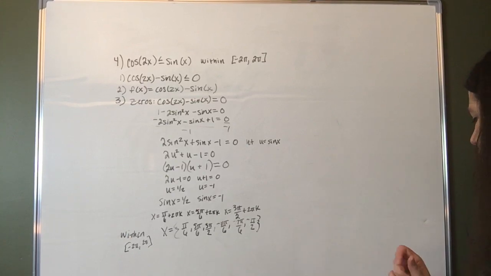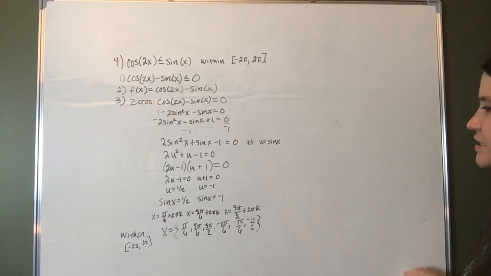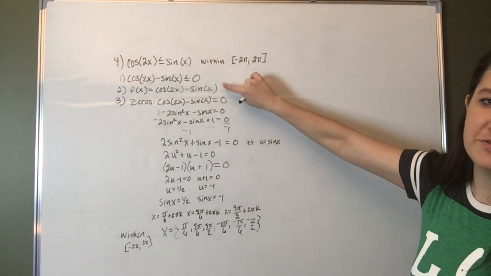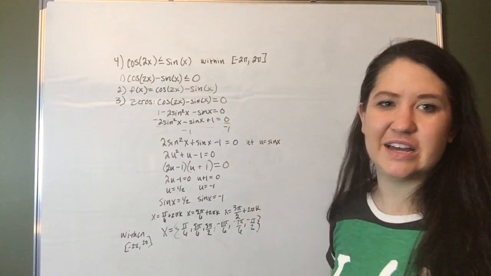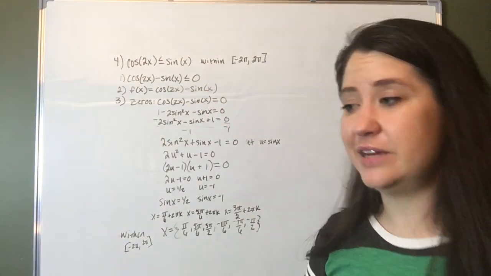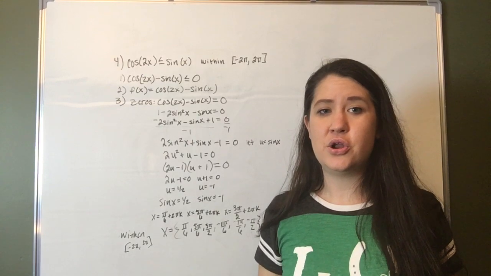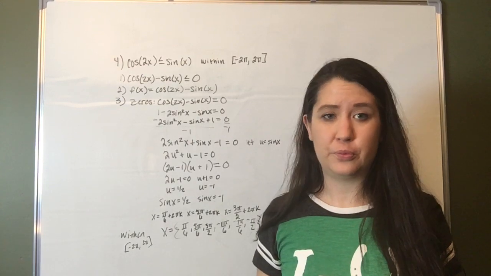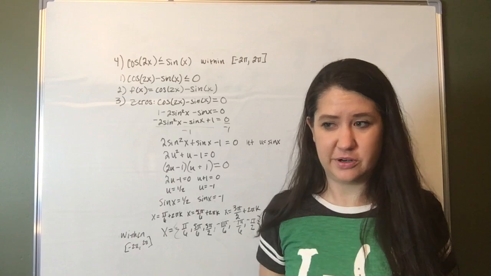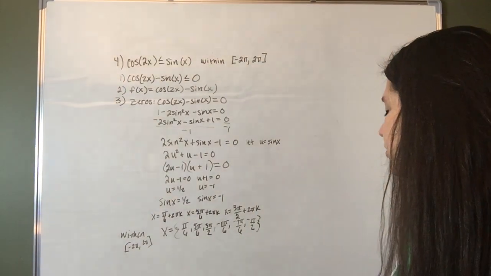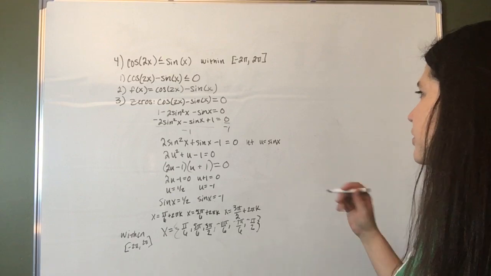All right, now we also need to consider where the function is undefined. Is this function ever undefined? It's made up of cosine and sine. Are cosine or sine functions ever undefined? No, right? They don't have asymptotes in their graph. We can plug whatever we want into them and we can always get an answer. So we are done with step 3.